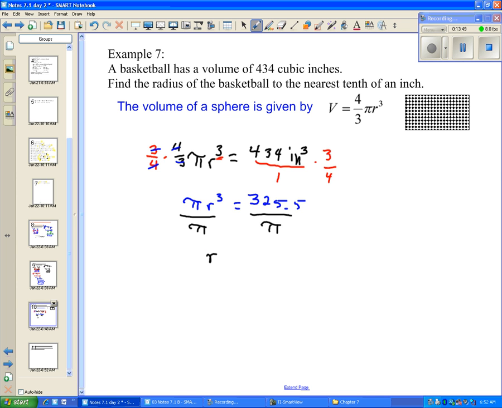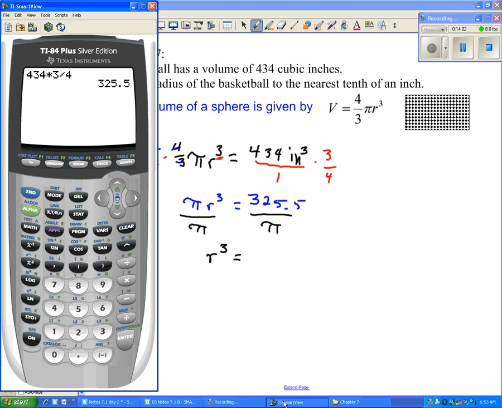And I get r cubed is equal to, well, what are we going to use for pi here? There's lots of different choices. I could use 3.14, or I could go to my calculator. If I look right here underneath the clear, here is a pi button. I'm going to use that for now. Whenever I have a test or a quiz, if I want you to use a pi, I will say use 3.14 or use the pi button so that you know.